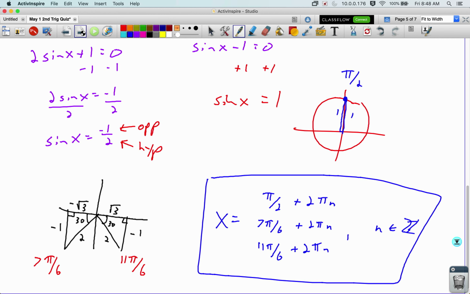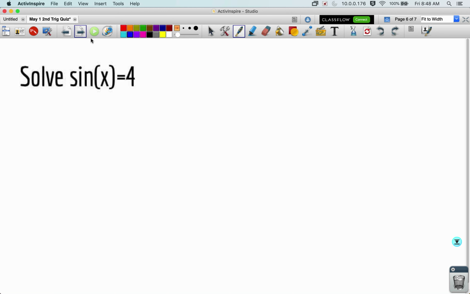All right. Last one. What value of x makes this one true? Sine of x equals 4. So I can try taking the inverse sine of both sides. Canceling the sine, I get x equals the inverse sine of 4. Let's go ahead and make that a 4 over 1. So now I can try and draw a triangle with an opposite of 4 and a hypotenuse of 1, but it's not going to work very well.